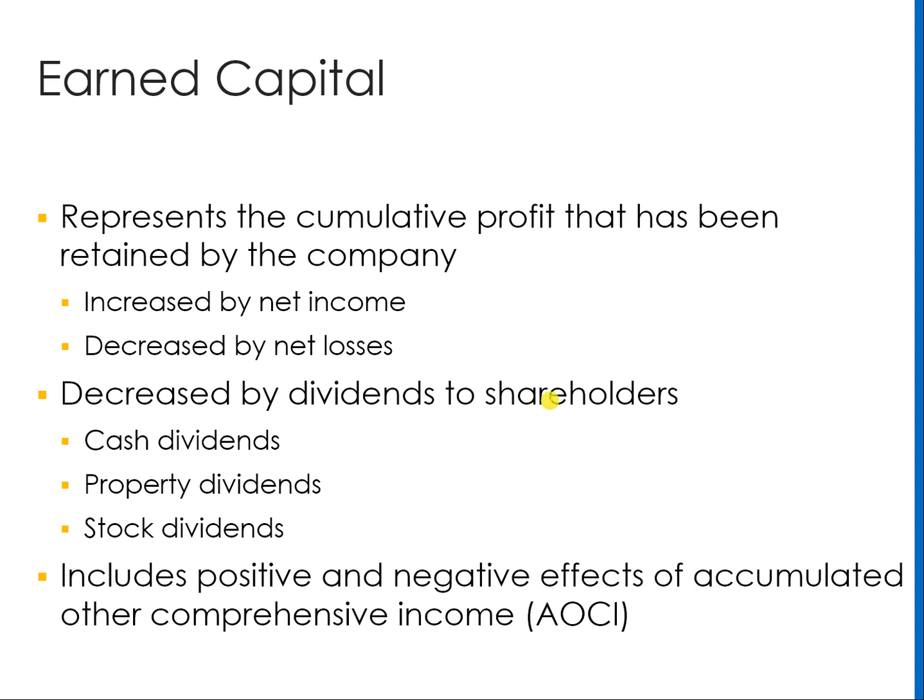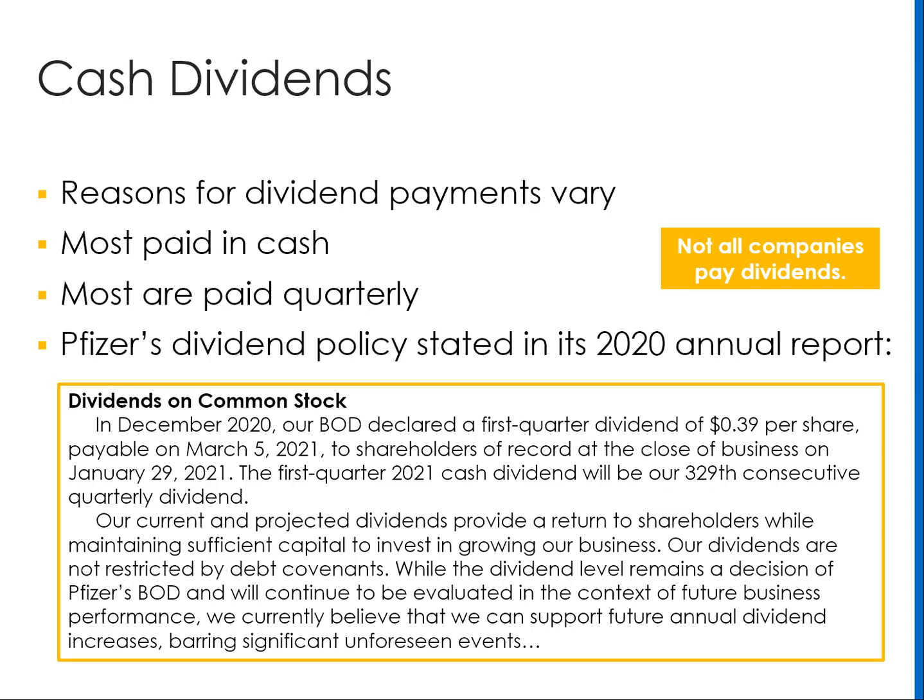If we pay dividends to shareholders, it's going to reduce our earned capital. We have cash dividends, we have property dividends, and we can also have stock dividends. These various dividends are going to reduce the company's earned capital. And it's also going to increase or decrease by the accumulated other comprehensive income, AOCI. We talked about that already. Cash dividends are the most popular dividend.